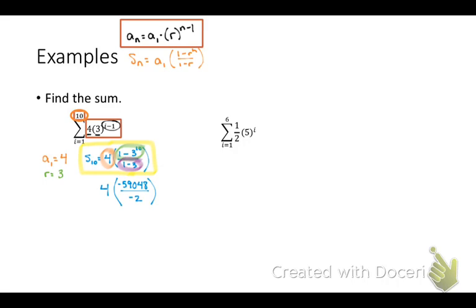Whenever I do that, then I'm just going to multiply by 4. Or even if you wanted to, you could simplify 4 and negative 2 and multiply the negative 59,048 by negative 2. So whenever I multiply by 4 and go from there, the sum of the first 10 terms that I have is 118,096.